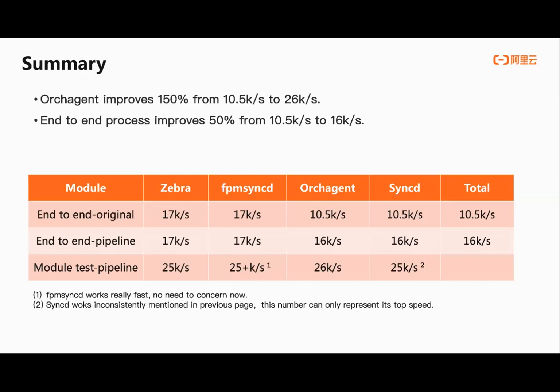I just want to bring up one point: if you increase the buffer size between Zebra and FPM SYNCD, the 50% improvement, you can easily get to like 70%, I would say. Because when I did this testing and increased the buffer size from 8K to 1 MB, I could easily see a 20% improvement in the end-to-end route download time. So yeah, try it out.